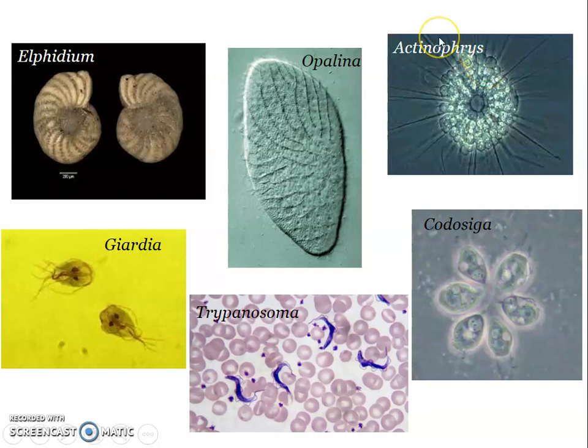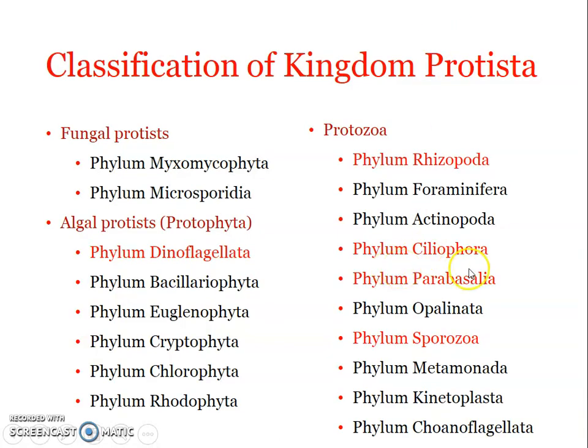One example is Actinophrys. Next, Ciliophora, as the name suggests, has cilia as a locomotory structure. So all these three, Rhizopoda, Foraminifera, and Actinopoda, have pseudopodia as their locomotory structures, while Ciliophora contains cilia. Obviously the best example is Paramecium, which we have learned in great detail, and another example you will be learning in the coming presentations.